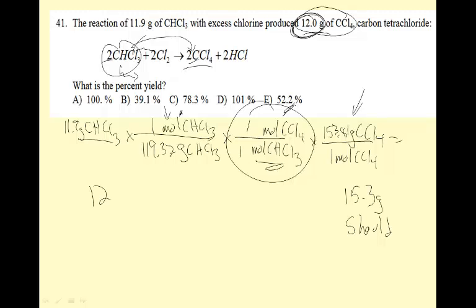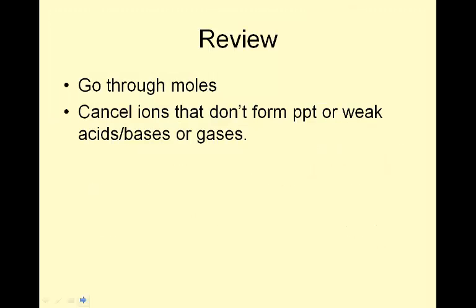So my percent yield is going to be what I got, 12, divided by what I should have gotten, 15.3, times 100%. So 12 divided by answer is 78.3%. Review. Always go through moles, always go through moles, always go through moles. Cancel ions that don't form precipitate, weak acid, base, or gases. And that is it. Toodles.